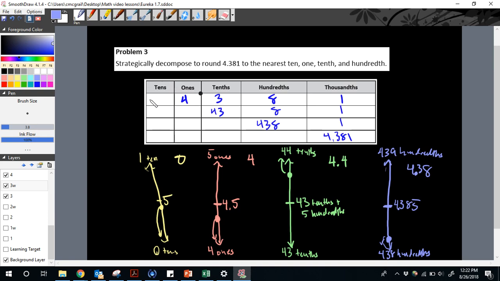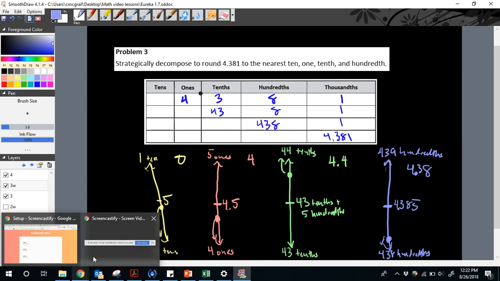So you can see here how our template helps us to round to different place values: 0, 4, 4 and 4 tenths, or 4 and 38 hundredths. Use this strategy on your problem set and your exit ticket. When you're ready, you and your team can independently try your exit ticket. Bring me your exit ticket with your name on it when you are done. Thanks for joining us, and I'll see you guys for our next lesson.